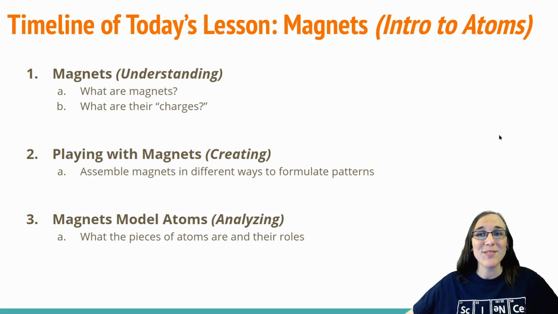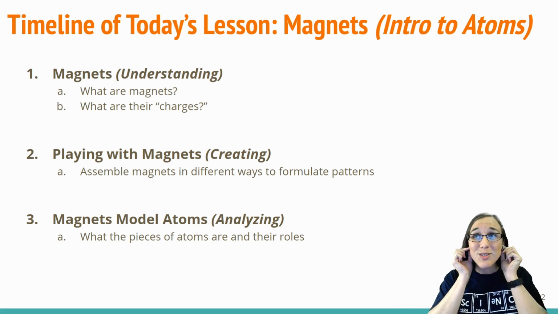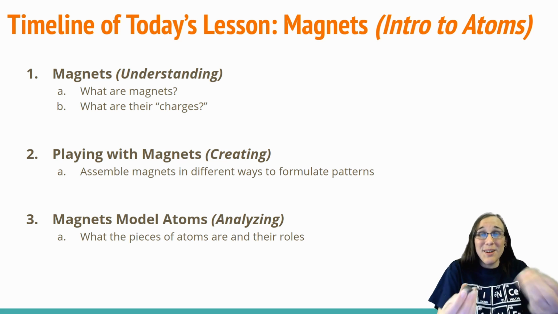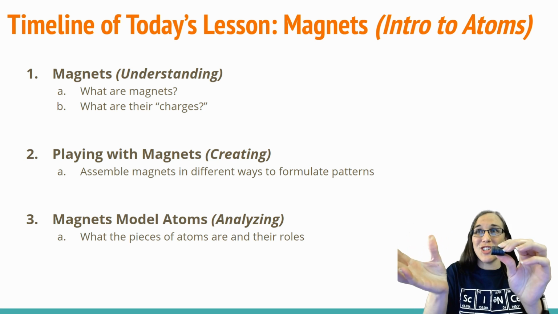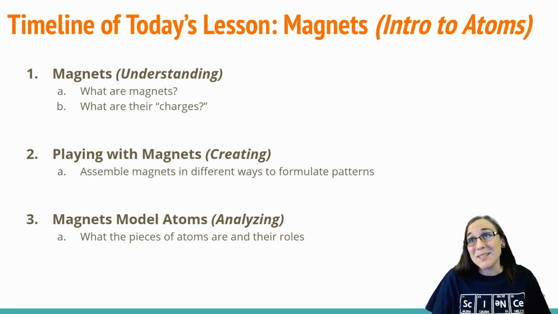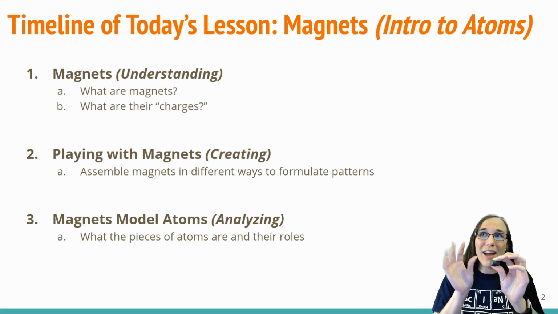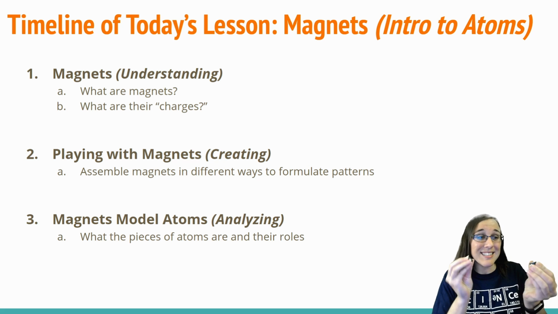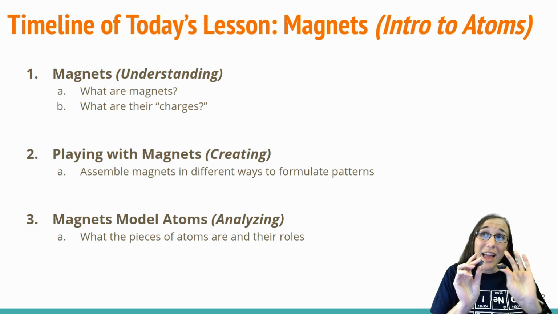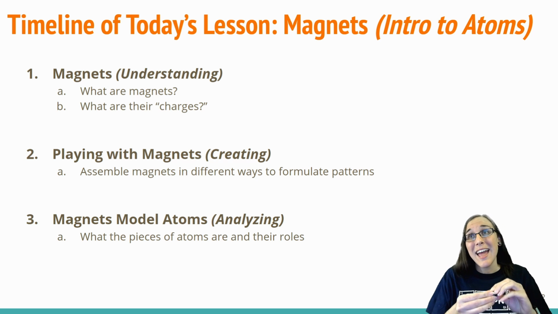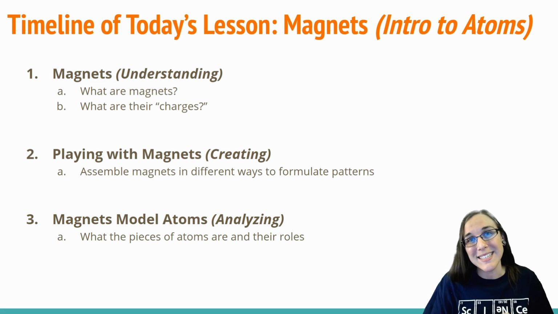Here is the timeline for today's lesson. It's basically an introduction to atoms. So first and foremost, what are magnets in general, and how do they work? What are their charges? We're going to play with these magnets and assemble them in different ways to try and formulate patterns and find things that make sense about the magnets. And then we're going to model atoms using the magnets and describe how these magnets are representing the different pieces of an atom.